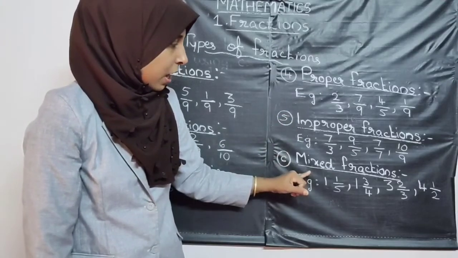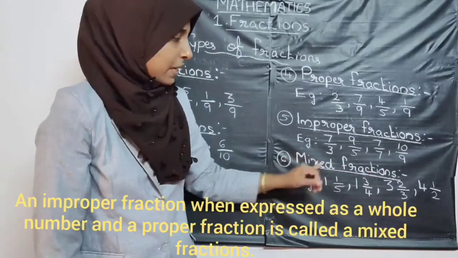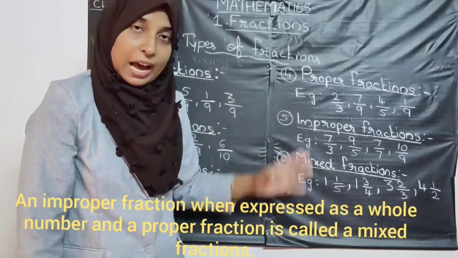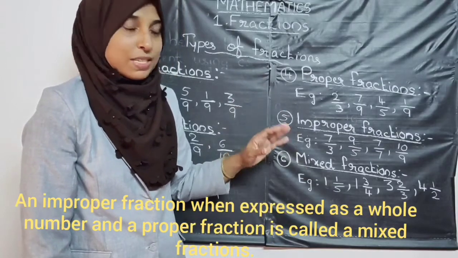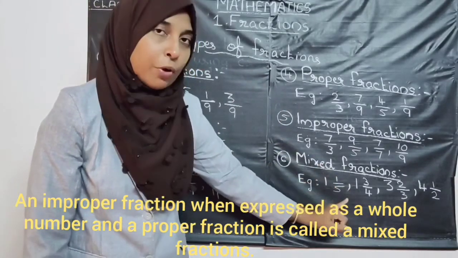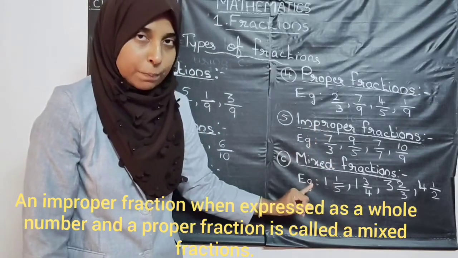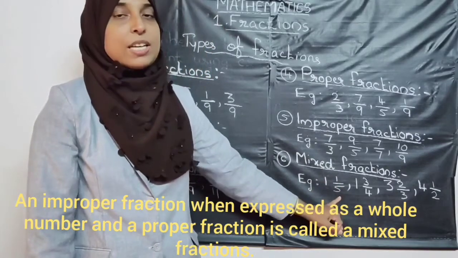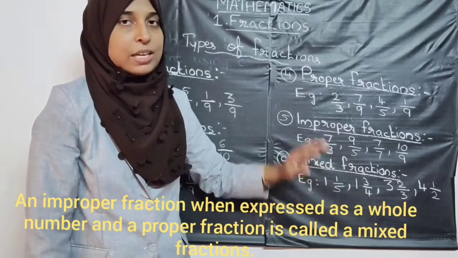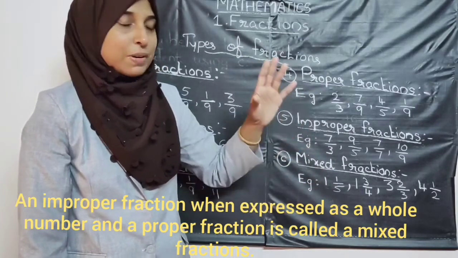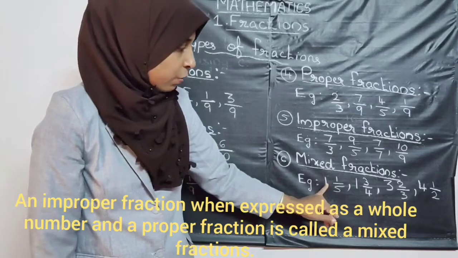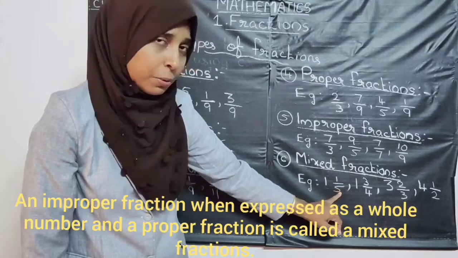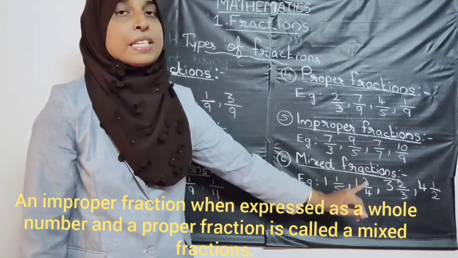Okay children, next, the last one is mixed fraction. An improper fraction when expressed as a whole number and a proper fraction is called a mixed fraction. Here 1 is a whole number, isn't it? A whole number and a proper fraction is called a mixed fraction.